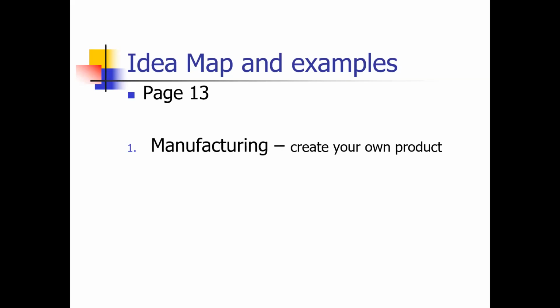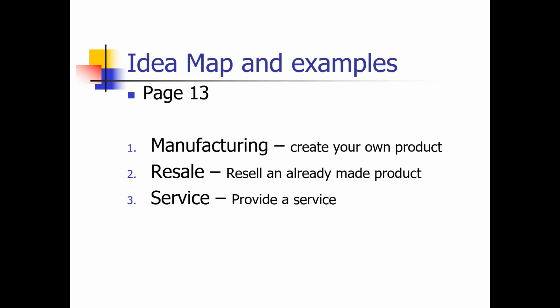All right, a place to generate some ideas for you is page 13 in your text. There's this idea of an idea map. I'll let you look into that on your own. For me, I'm going to go over some examples here. And specifically, I'm going to look at 3 different areas that you could decide to start a business.